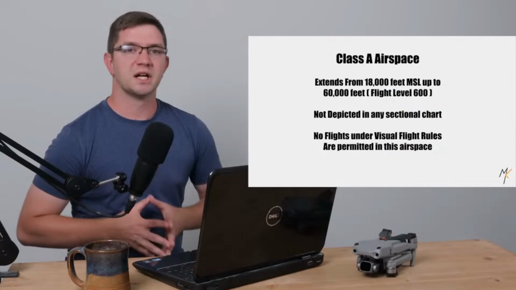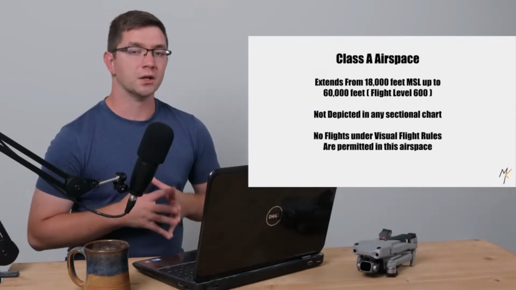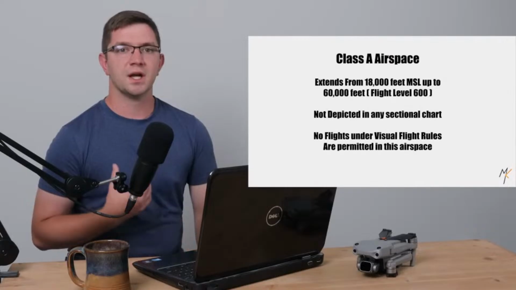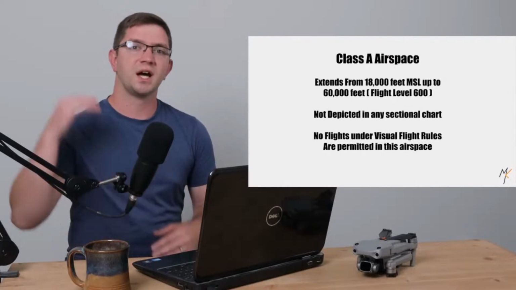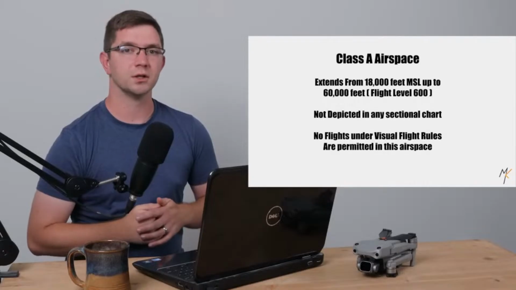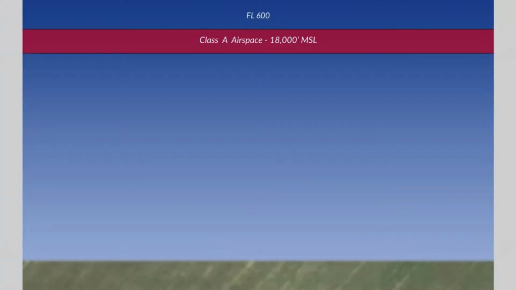Let's break down each of the classes of airspace, starting with Class A, or Class Alpha airspace. This is the only class of airspace that is not on the sectional chart because it starts high above the ground at an altitude of 18,000 feet MSL. This is the class of airspace that you only fly in when you travel on a commercial airliner, because this class of airspace starts from 18,000 feet and goes as high as 60,000 feet.